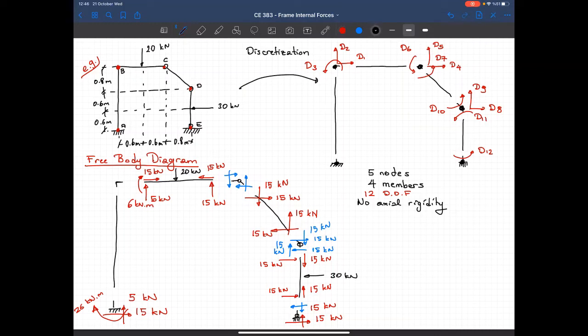I have to apologize because I forgot to show that I have an external moment here. I have to write it here. This is 10 kilonewton meters. I forgot to write it. So I have a 10 kilonewton meter external moment at this node. Okay, that was the original question. So now this member is in equilibrium. Let me show these 15 kilonewtons here also.